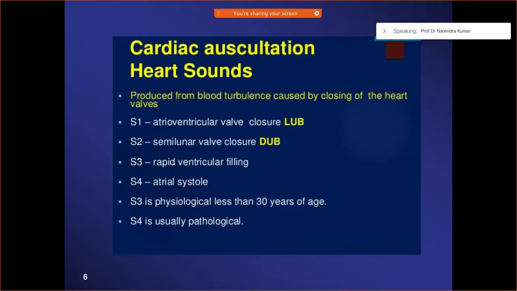And always remember that it's very important to recall that S3 is indeed physiological up to 30 years of age. So even if someone is not having a problem, you will be able to hear it. In fact, S4 is the one which is mostly pathological. So what are the other things on an overall basis? For example, we should also know about those arteries where we want to palpate. Can anyone recall among the students where do we palpate for the different arteries?